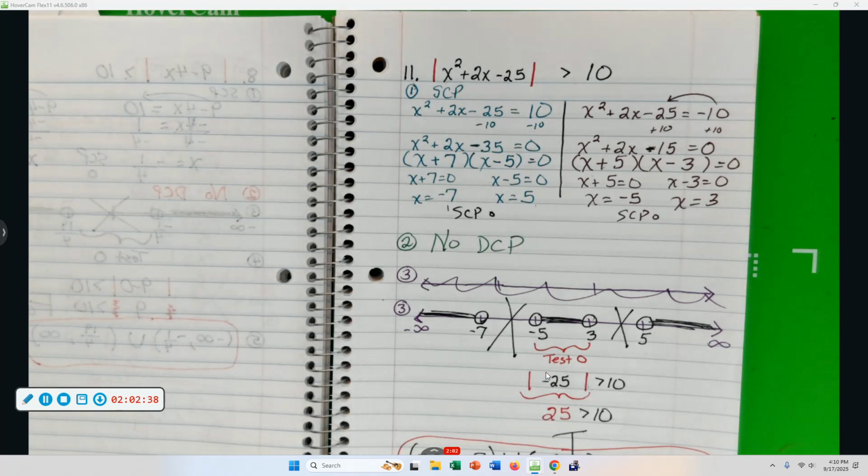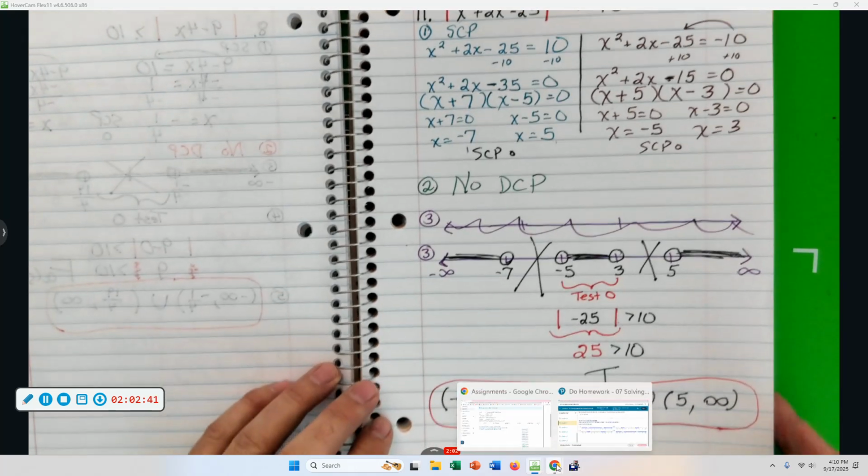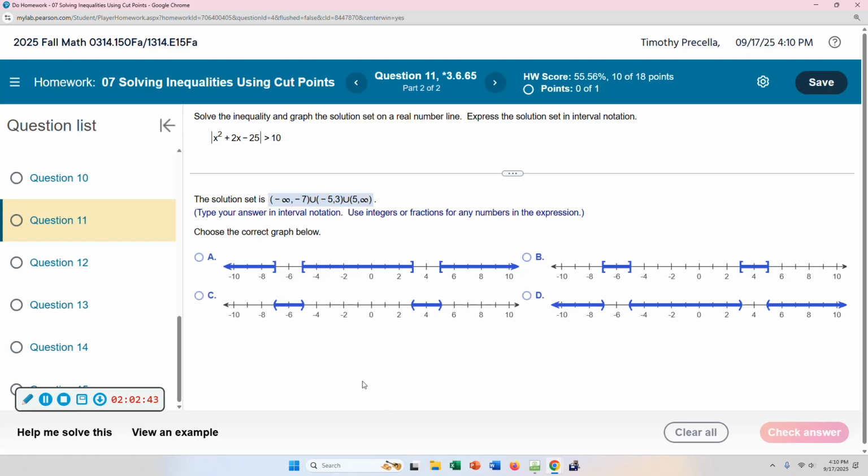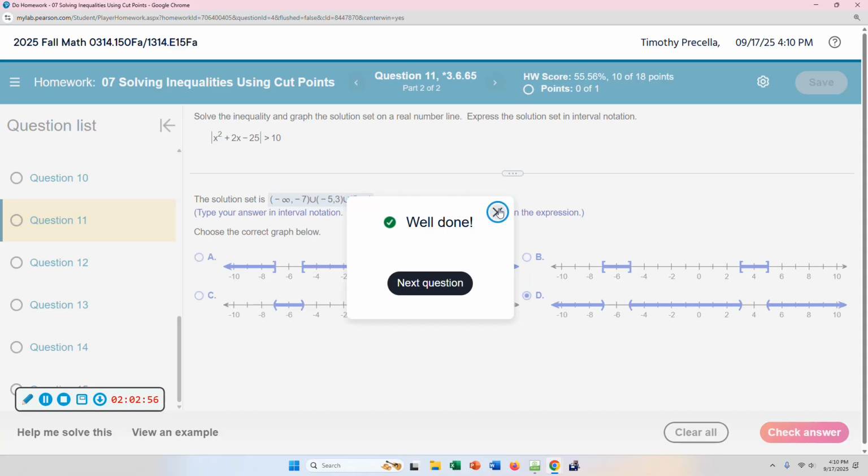So let's look at our number line. They have parentheses, right? A, B, C, or D. Which one? D. Yeah, that looks right to me. D. Instead of the open circle, they have parentheses.